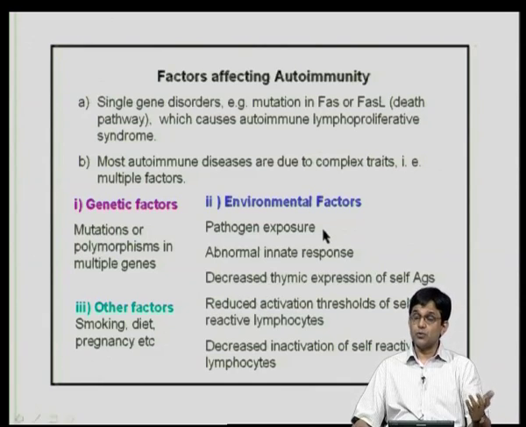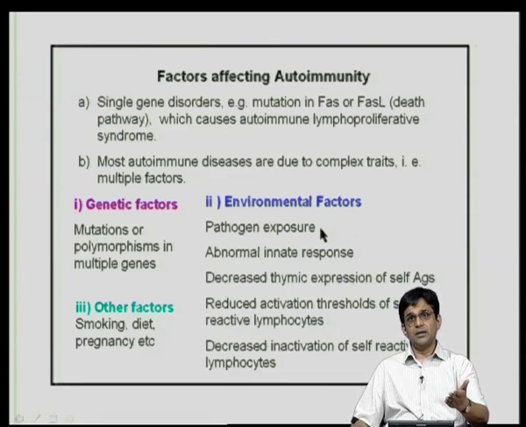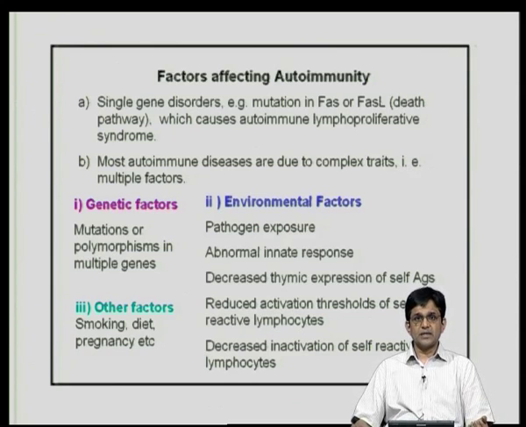We talked about pathogen exposure. Maybe there is some cross reactive molecule between the pathogen or a microbe and self molecules, and in the process of generating an immune response against this, there are some cross reactive proteins. You generate a response against cross reactive proteins, which results in disease. You have abnormal innate responses, or for example you have decreased thymic expression of self antigens. You also have reduced activation thresholds.